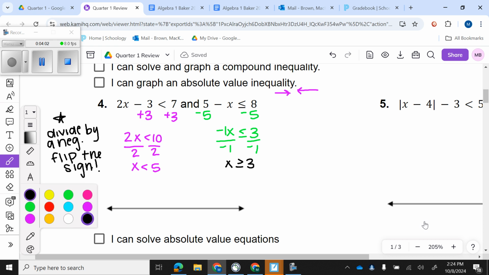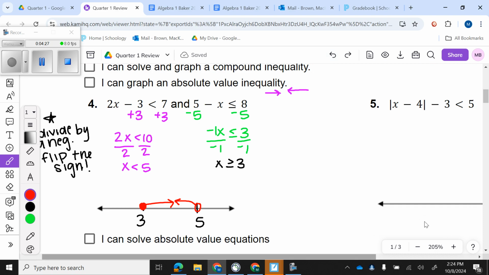I'm going to put both of these numbers on my number line. 3 comes first, then 5. Okay, 3 has a line underneath it, so it's going to be closed, and it's going to be greater than, so it's going towards the right. 5 does not have a line, so it's going to be open, and it's less than, so it's going to be going this way. And you want them to go towards each other, which they're doing, so that means I'm good to go.